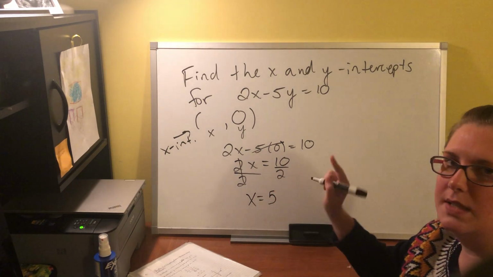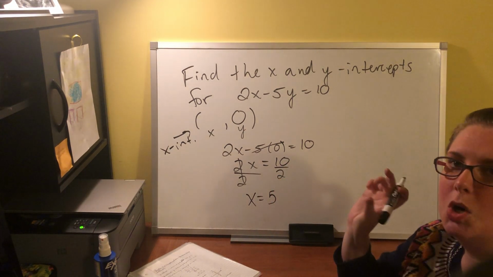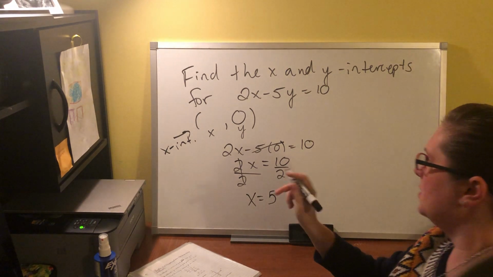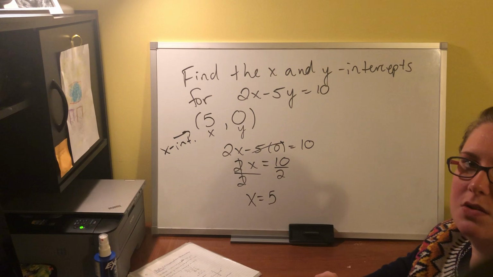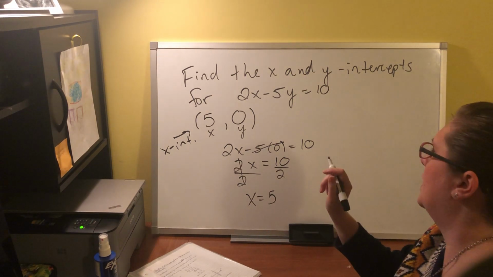Once again, I said this has to be given as a full point for your answer. So your answer for the x-intercept would be 5, 0. Okay, 5, 0 for that x-intercept.